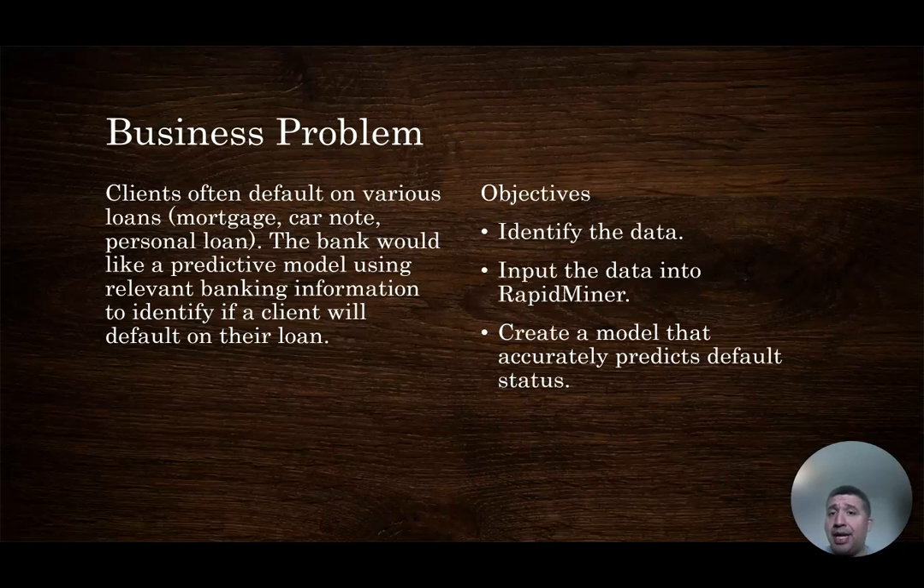So our objectives today is we're going to identify the data, define it, see what's relevant in that. We're going to input that data into RapidMiner and prepare it. And then we'll create a model that accurately predicts the default status.